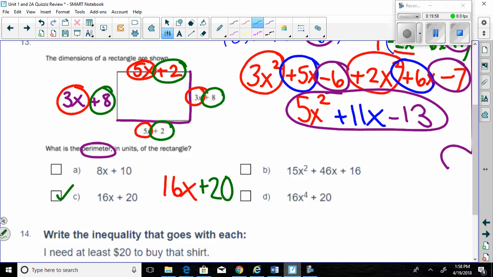No powers. That's if they were to ask for area, that's when you would, because you would be multiplying. For area, you would just multiply the two sides, these two, and you would do the box method. But we didn't even learn that until unit 4.